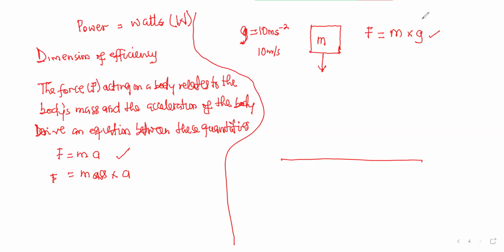Please ask questions if you don't understand something, or I'll ask you. Okay, so we are to establish a relationship between F, M, and the acceleration. In doing this, we say F, which is the force, relates to mass M and also relates to the body's acceleration A.